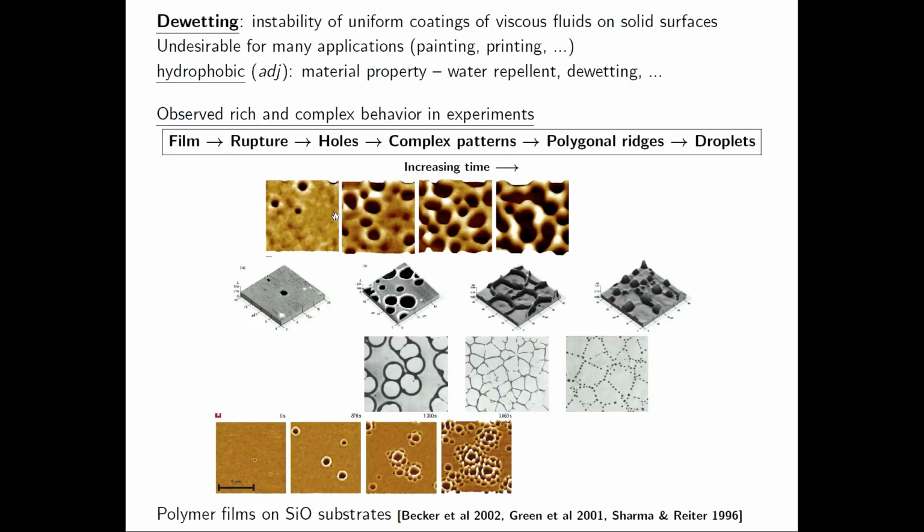A uniform fluid layer tends to break up. First, it forms holes, and it forms point ruptures, and then they grow into holes. The holes broaden and form more complicated patterns, and then the fluid spreads out, and then you have these polygonal ridges, and those ridges themselves become unstable into arrays of droplets. So I'll talk about this whole scale.